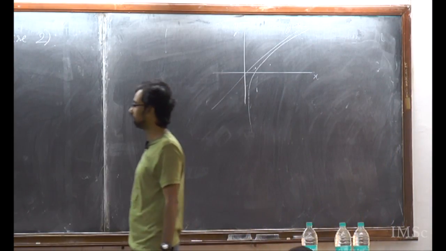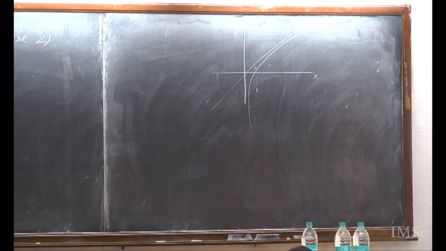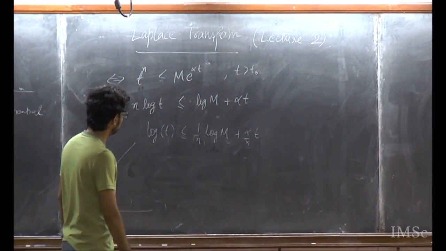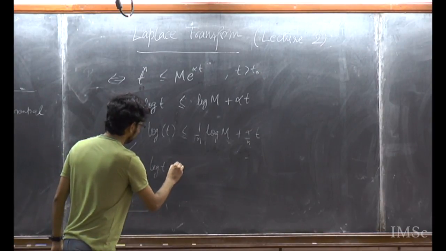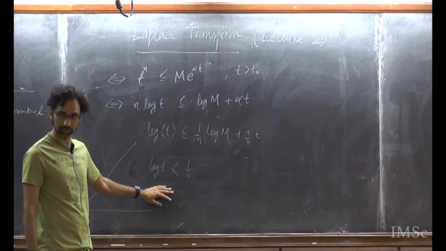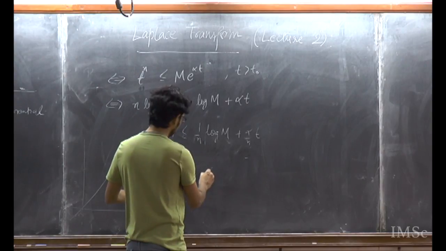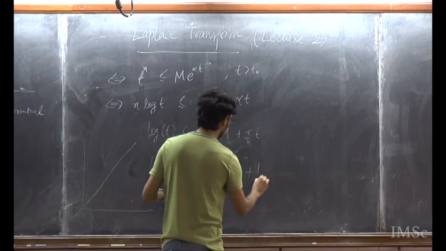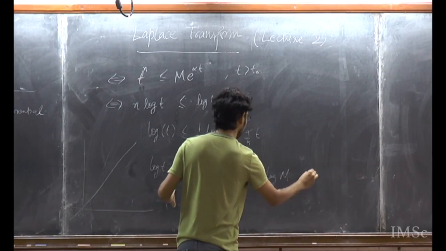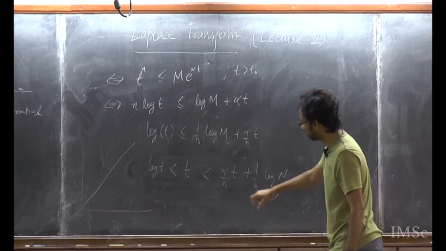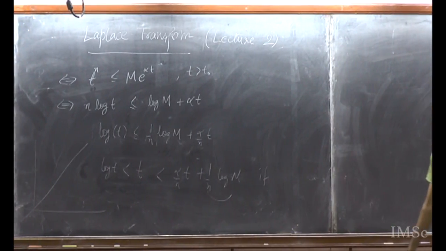So in fact, if alpha by n is greater than 1, right, and if this is positive, okay, then you can write log t is less than t. This is always true for t positive, right? But t will be less than alpha by n t plus 1 over n log m if this is positive and this is greater than 1. Does everyone agree?